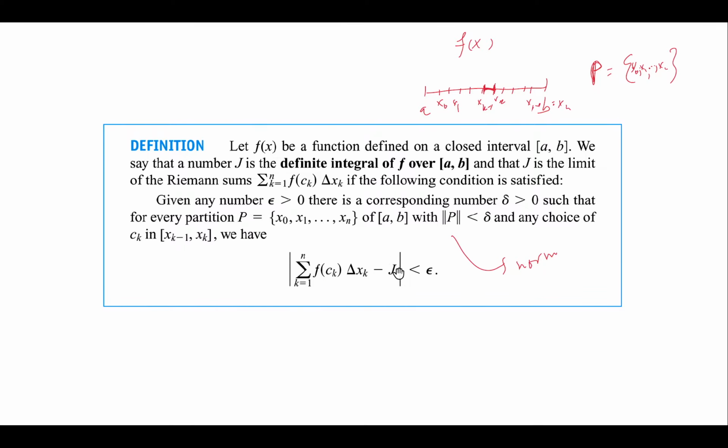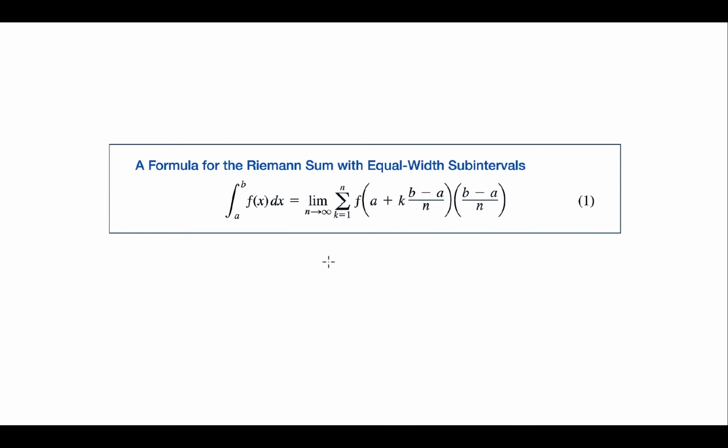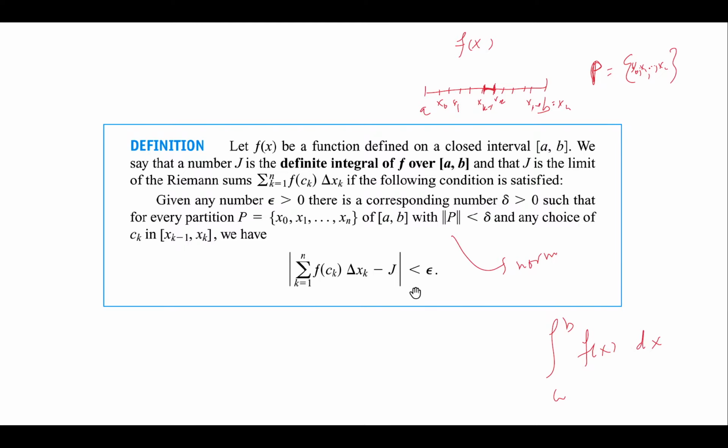that definite integral. So basically, for finding the definite integral of function f of x, you have to find the limit of the Riemann sum. Okay, and that is our definition for the definite integral. This is the limit actually.